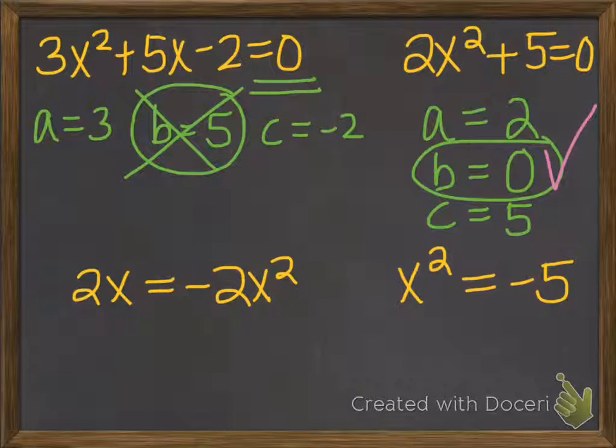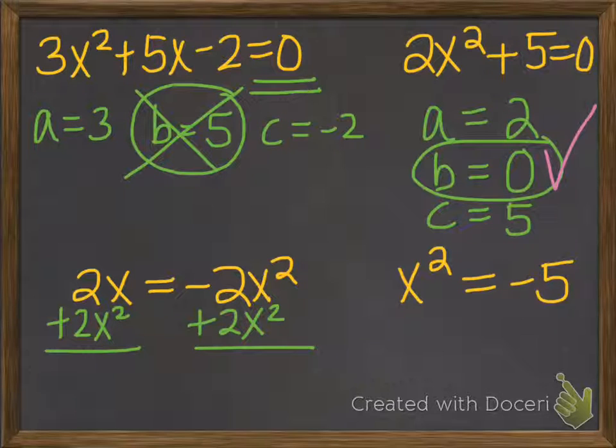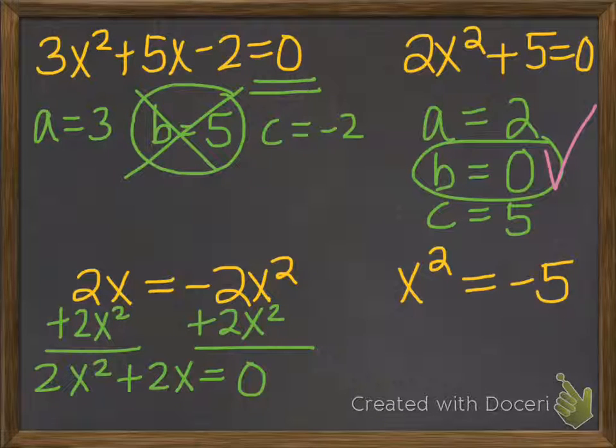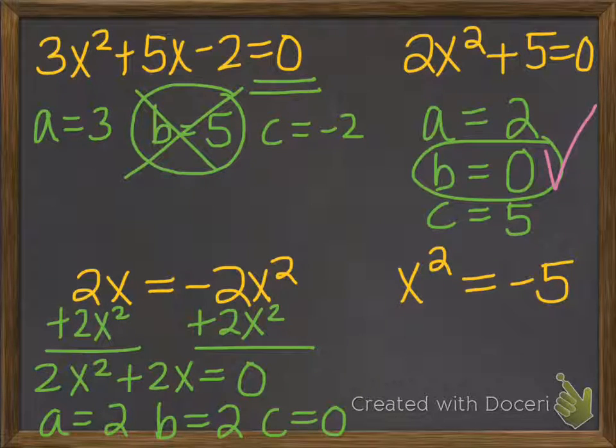For the next one, it's not in standard form yet, so we don't have a 0 on one side. To get that 0 on one side, we're going to move 2x squared to the other side. We generally like for our quadratic terms to be positive. It doesn't ruin it if they're not, but that is helpful usually. So we have 2x squared plus 2x equals 0. And now you can see that a is 2, b is 2, and c is 0. Well, something is 0 here, but we're looking for b to be 0. And in this case, that's not happening. So we cannot use square roots on this one.